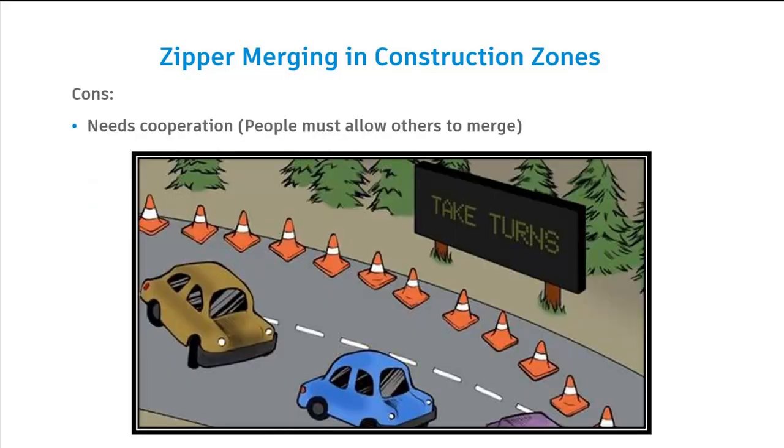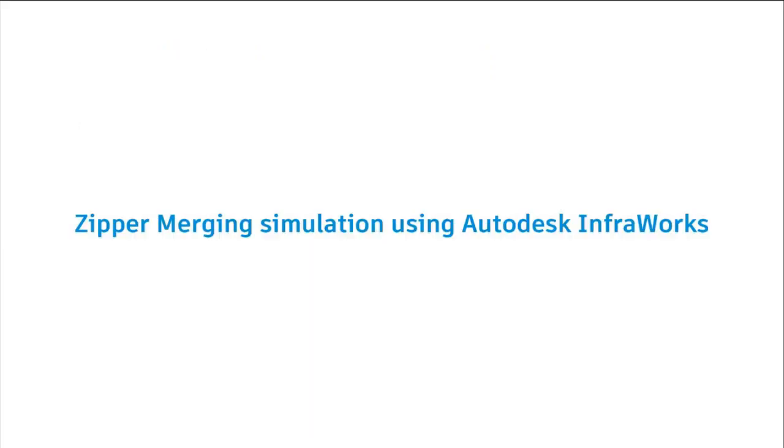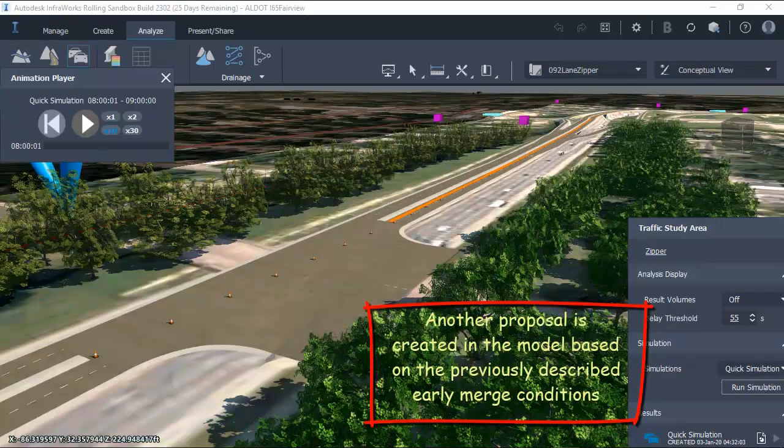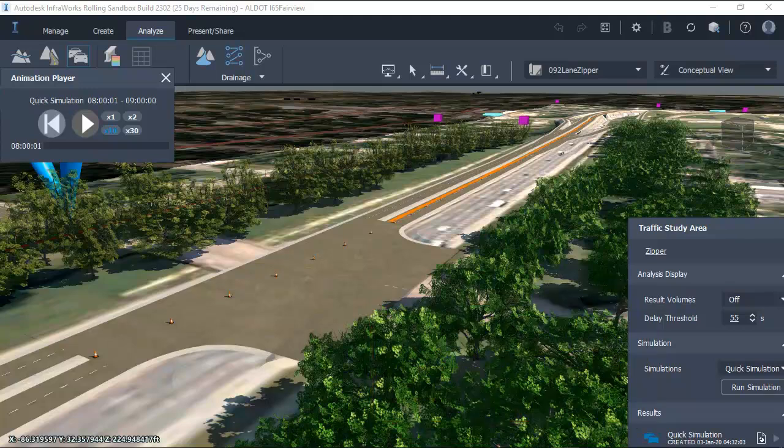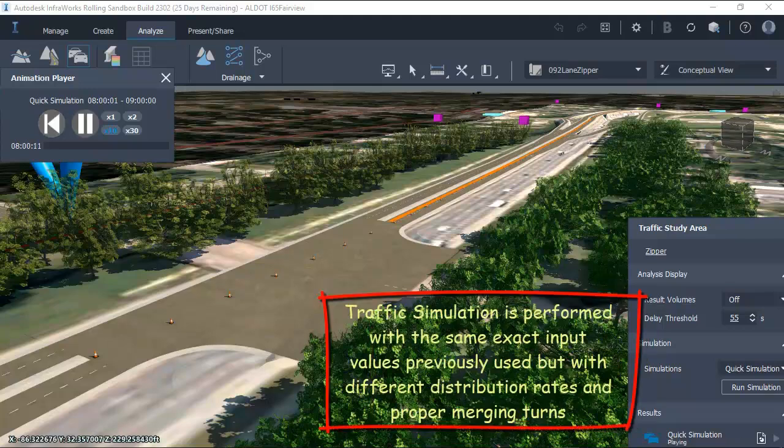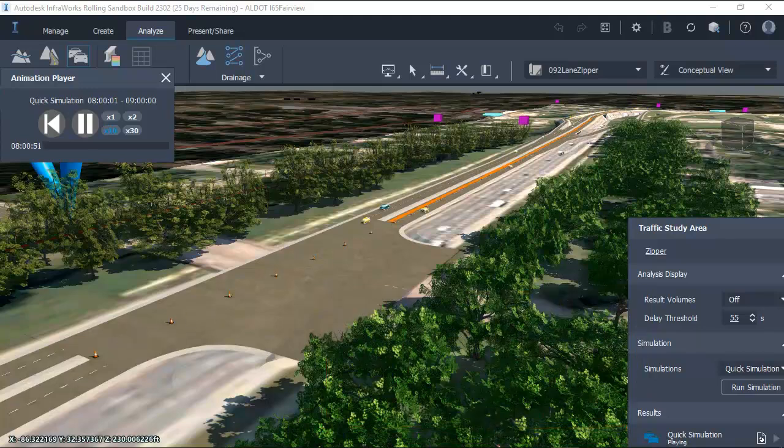It does, however, require cooperation. Drivers must alternate turns, allowing others to merge properly. Using the same model in Autodesk InfraWorks, another proposal is created where traffic simulation is performed with the exact input values previously used, but with different distribution rates and proper merging turns to simulate a true zipper merging behavior.